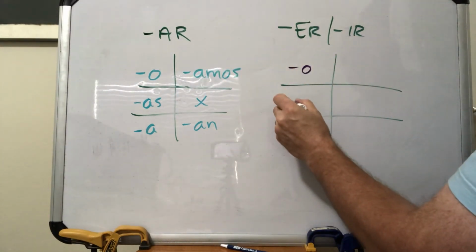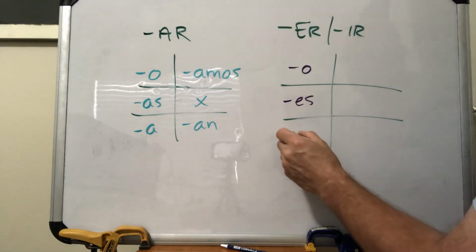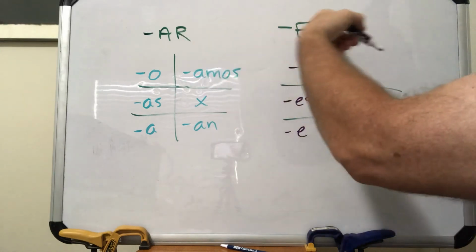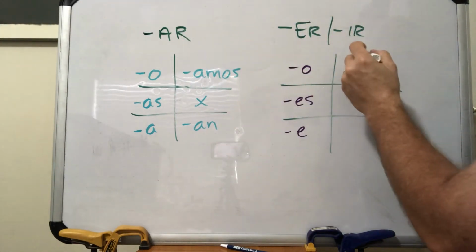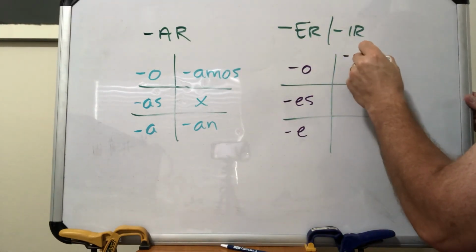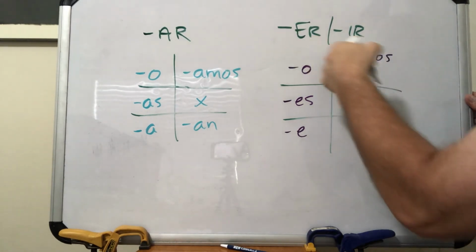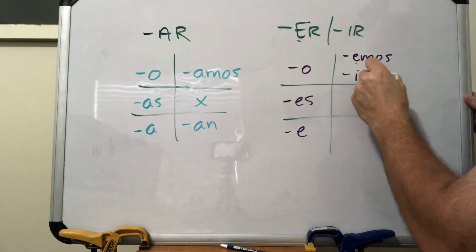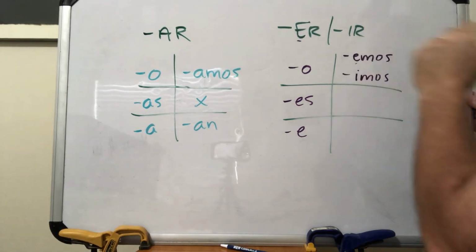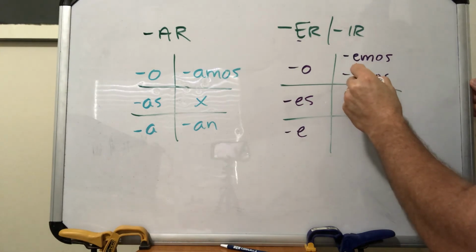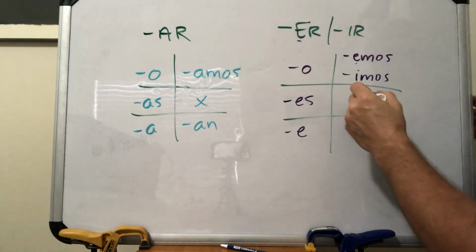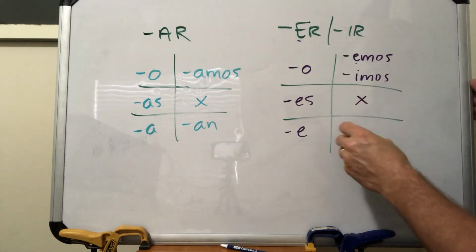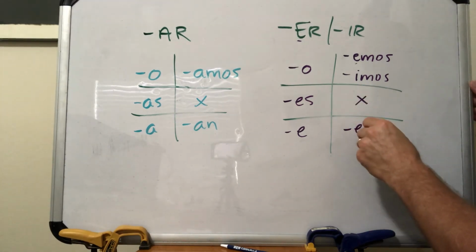Okay, over here for the ER and the IR, we have O, works the same for the yo form. The tú form is -es. The él, ella form is -e. So pretty similar. Nosotros, we have two different options here. You have -emos, that's for the ER. You want to match it to your stem here. And then here you have -imos. So if it's an IR verb like vivir or escribir, you're going to put -imos on the end. Okay. And this is -éis. And this one is -en. Okay.